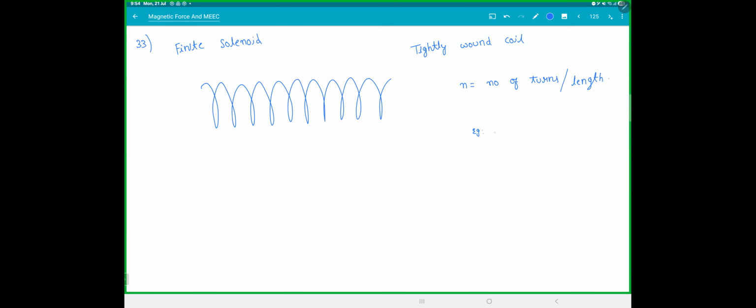Example, let's say if someone makes a coil of 3000 turns, let's say this is 2 meters, then your n will be 1500 turns per meter. So this thing's dimensions is 1 by length. So tightly wound coil, you can think of this thing as like a spring. Spring is a good example. Spring is a solenoid helix basically.